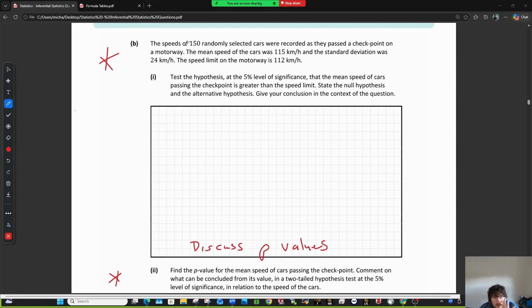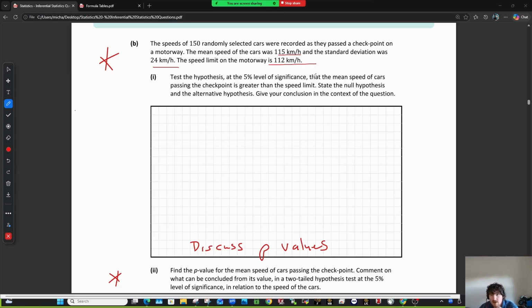Okay, the speeds of 150 random cars, so they've kind of given us an n there. So we're probably going to be talking about x bars here, we're not going to be talking about individual speeds. We'll see anyways as it goes on. So the mean speed of the cars from the sample, that's what I'm reading here, was this, and it had this standard deviation. And this is the speed limit on the road. So that might be a mu here. We might be testing that. And that's what they're getting at here.